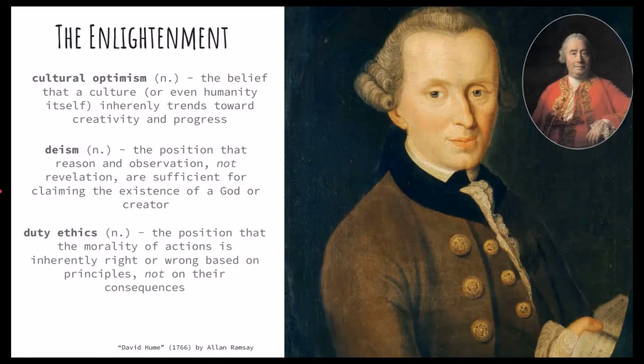And so again, we define duty ethics as the position that the morality of actions is inherently right or wrong based on principles, not on their consequences. And the principles specifically of Kantian duty ethics, or Kantian ethics, are the maxim and the categorical imperative. And just before we wrap up, let's talk for a quick moment on what's missing here in Kant's analysis, perhaps. We want to be careful of our assumptions, don't we?